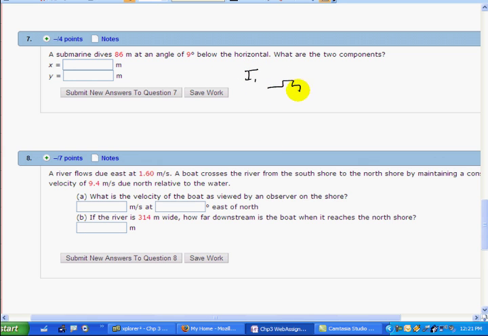So here we got a little submarine. Okay, whatever, little sketch. And all it's doing is it's diving. Dive, dive, dive, okay? And for a sub-commander, it's important that you know your angle of descent so that you don't go down too quickly and blow a pressure vessel or whatever. You need to track where your sub is, okay? And all we know is that it dives 86 meters, so that's the hypotenuse, at an angle of 9 degrees below the horizontal.